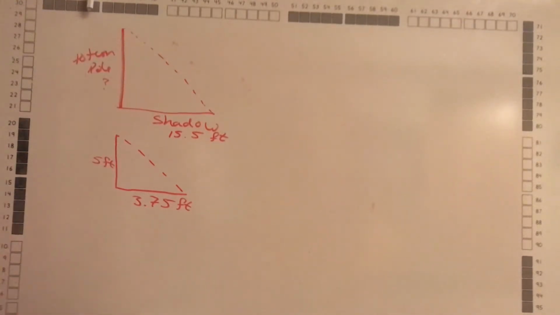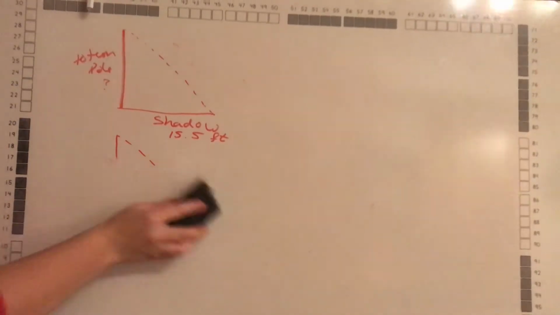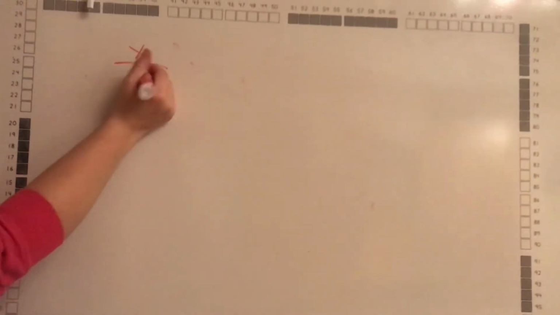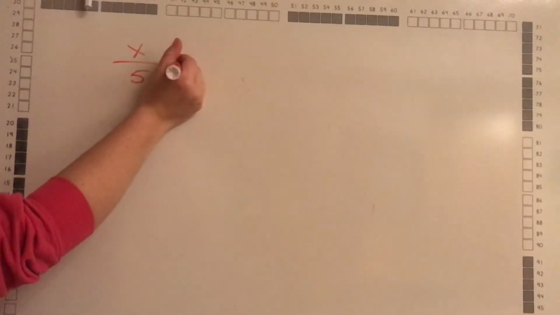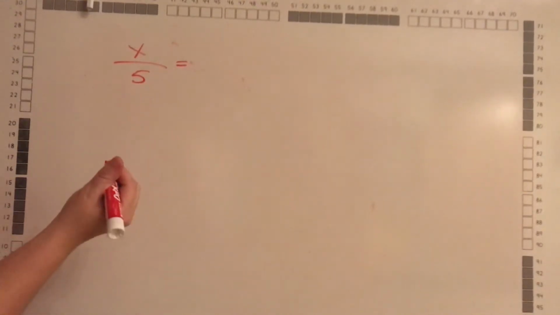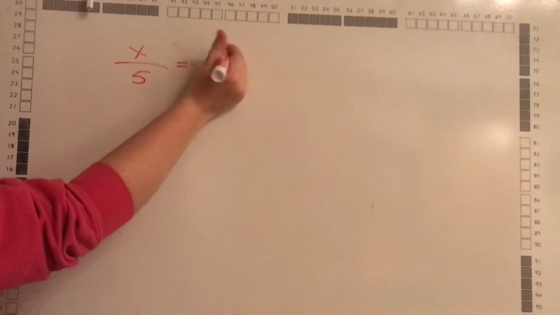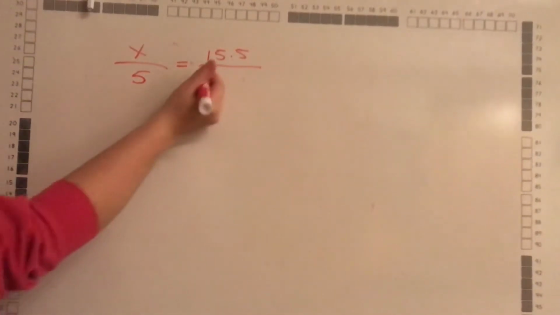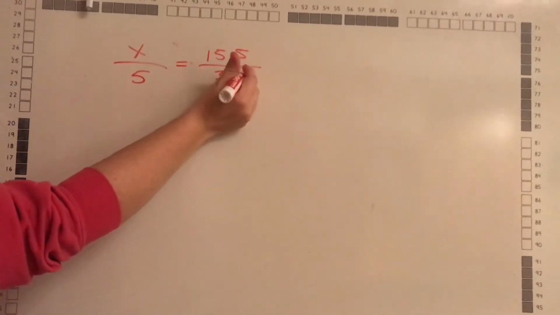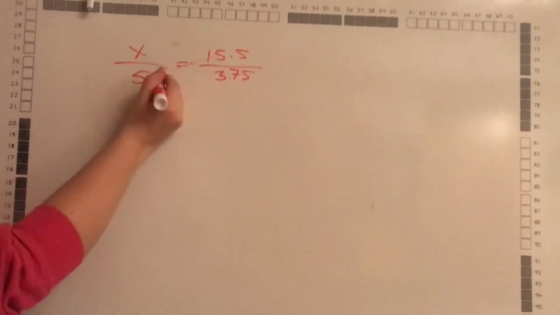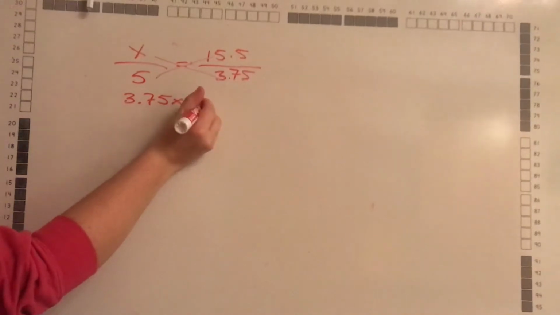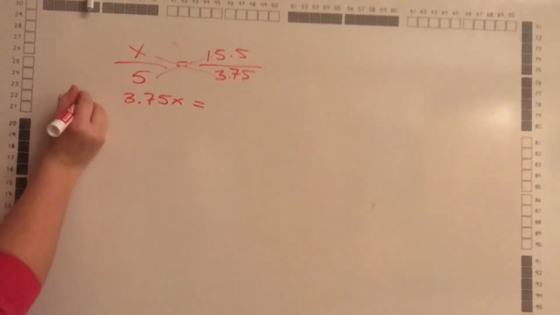So let's put those numbers into ratio format and solve for our unknown. So we would have our unknown height of our totem pole, x, over the height of our person, which is 5 feet. And that's going to equal the length of the shadow of the totem pole, which is 15.5, over the length of the shadow of the person, which was 3.75. Okay, and again, we're going to cross multiply. We're going to get 3.75x is going to equal 15.5 times 5.